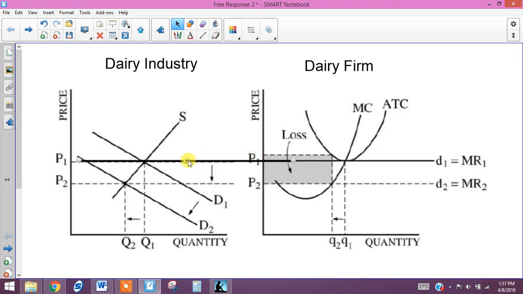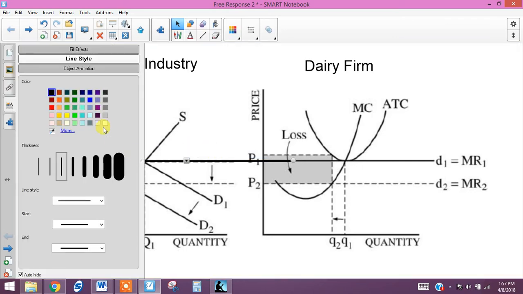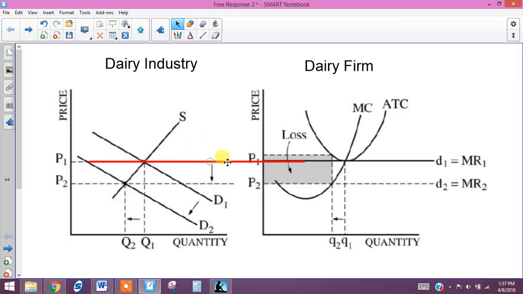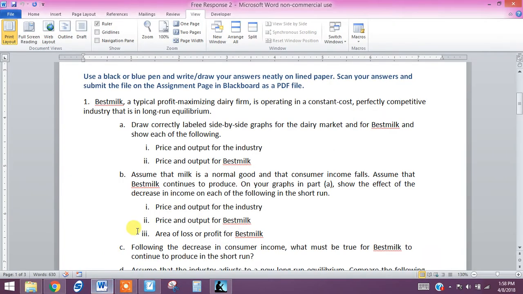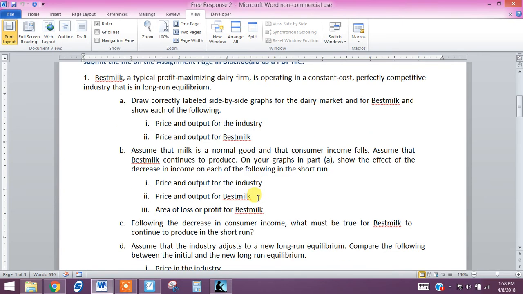So let me just turn this red so we can see this. So all of these are equal, okay? Boom, boom, all. So all these are going to be equal right here, okay? And that's what you want to make sure you show in the initial drawing that you do here for Part A. Now, Part B is going to be an assumption that milk is a normal good and consumer income falls.